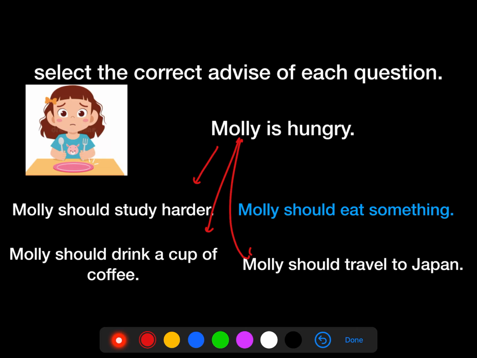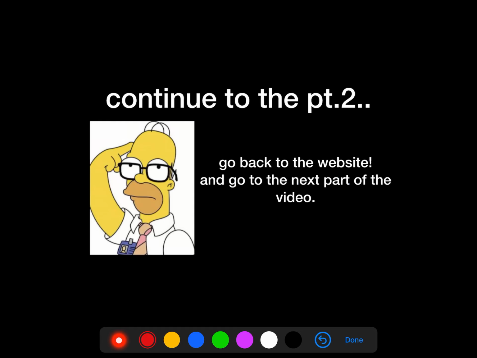So Molly is hungry. Molly should travel to Japan. No, this is completely incorrect advice for Molly right now. Molly should eat something. This is the correct advice for Molly at this moment. Okay. Very good job, everyone.